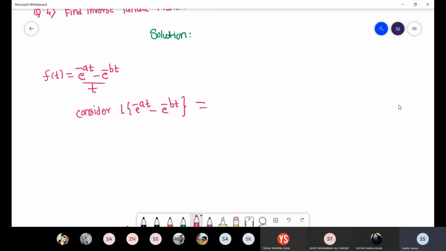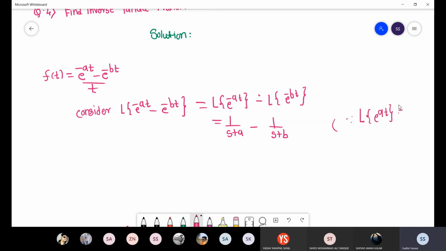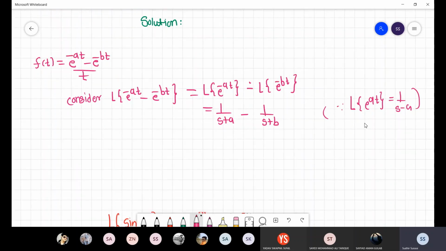Okay, so Laplace we can separate out. It is the Laplace transform of e to the power minus at minus the Laplace transform of e to the power minus b times t. Now this is 1 upon s plus a, minus this is 1 upon s plus b. Why is this 1 upon s plus a, 1 upon s plus b? Since by the standard formula, the Laplace transform of e to the power at is nothing but 1 upon s minus a. And if you have minus in the power of the exponential term, then you have to replace it by s plus a instead of s minus a. So we have s plus a and s plus b for the second term. And now we can divide by t. You can use the division by t property.